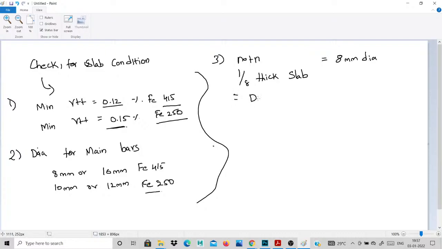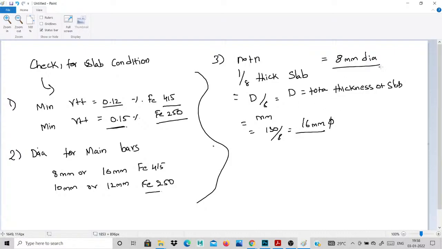The simple formula is D by 8, where D is the total thickness of the slab. For assumption, I provided 130 mm, the unit is mm. 130 mm divided by 8 gives 16 mm diameter. The maximum limit is a 16 mm bar for your slab, but I provided an 8 mm diameter.